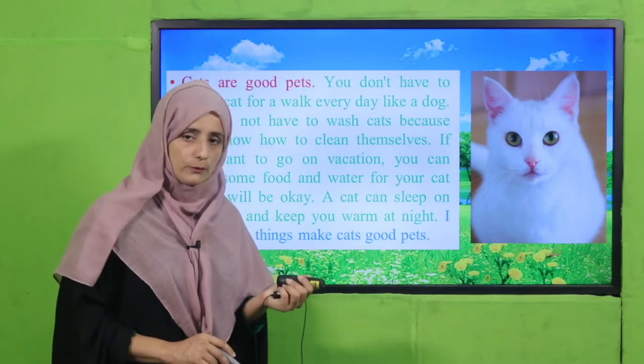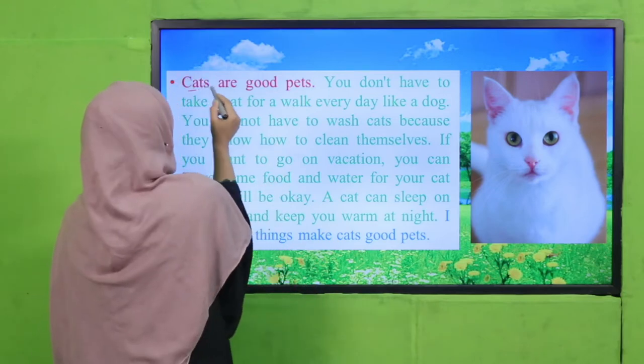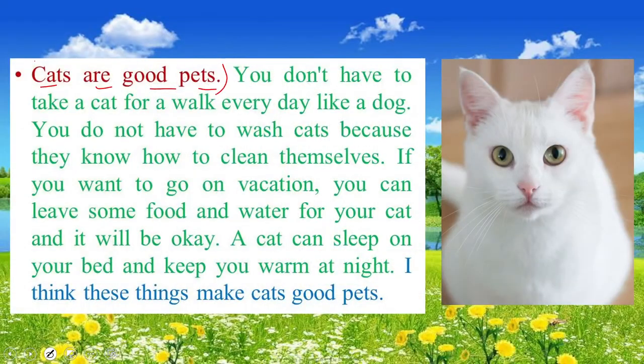Here is an example for you for more understanding, my dear students, about cats. Cats are good pets. So this is our topic sentence. We are discussing cats. You don't have to take a cat for a walk every day like a dog. There is a comparison between a dog and a cat.